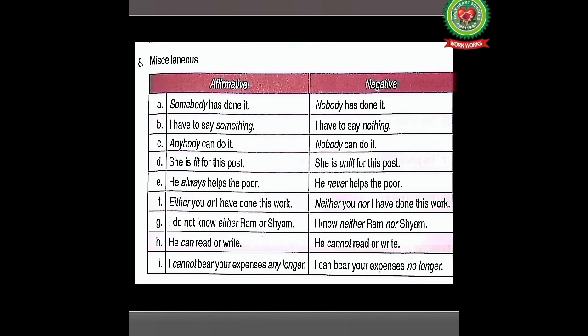Full stop. Okay, look at example number 7. I do not know either Ram or Sham. Full stop. The negative form of either or is neither nor. So our answer is, I know neither Ram nor Sham. Full stop. Okay, look at example number 8. He can read or write. And its negative form is, he cannot read or write.